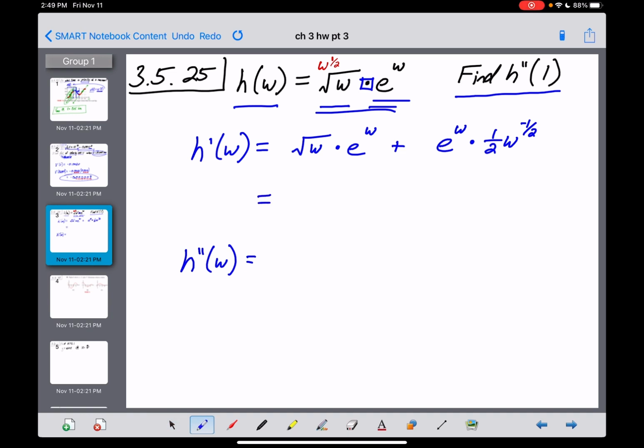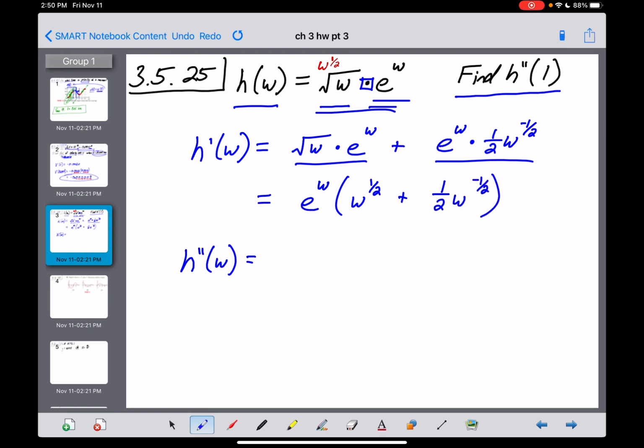That first derivative, if you'll notice, is made up of two terms, everybody. They both have an e to the w. I'm going to factor that e to the w out in front and leave us then with a square root of w, which I tell you what, I'm going to rewrite as w to the 1/2 power, plus this ugly term of 1/2 w to the negative 1/2.